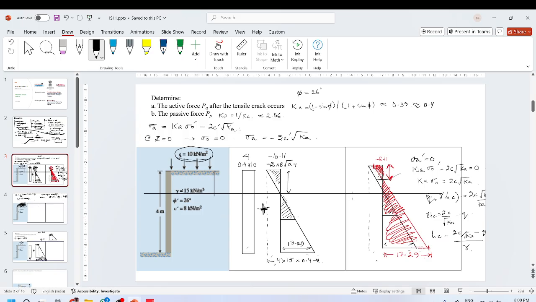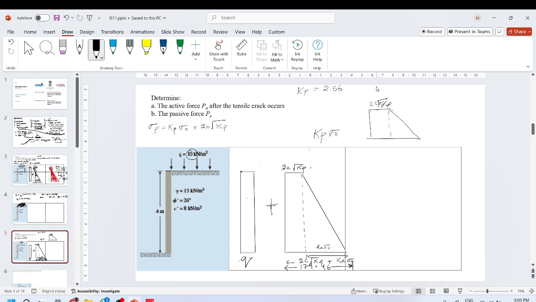I thought of a vector diagram also, a trapezium. This is because of q. I've written here, this is because of q. Then this is your passive earth pressure diagram. Your sigma p is given by this. At z equals 0, your sigma p is equivalent to 2c root Kp. And that is what I have. What is 2c root Kp? Can you calculate? Yes, madam.